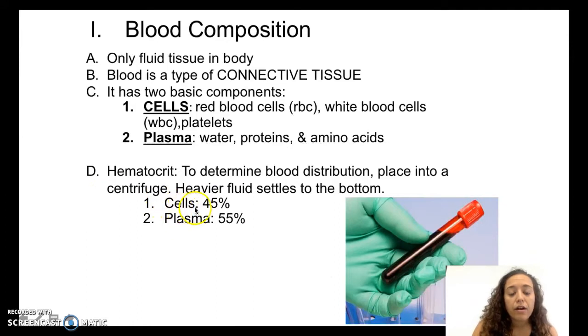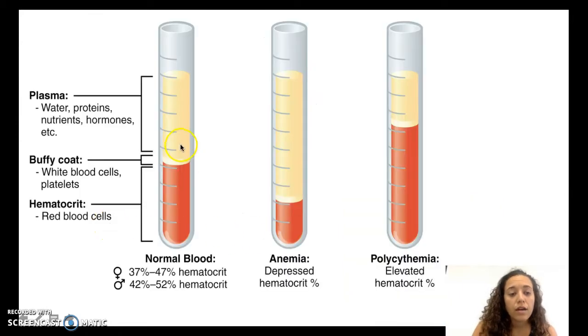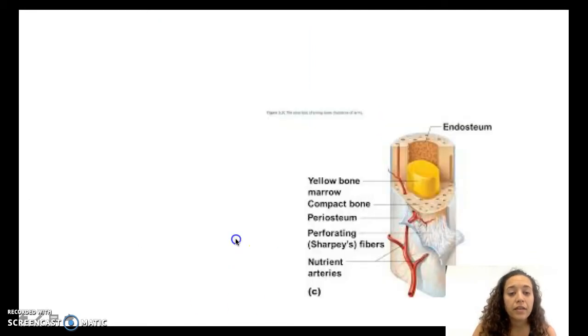But basically, 45% of your blood is cells and 55% is plasma. And this is what that looks like. So 55% would be plasma, 45 or so would be the cells, like the white blood cells. Of that percentage, white blood cells are only about 5, and the rest is red blood cells. This is an example of anemia. That means they have a depressed percentage of red blood cells, and polycythemia would be a high percentage of red blood cells. So you can see the difference there.